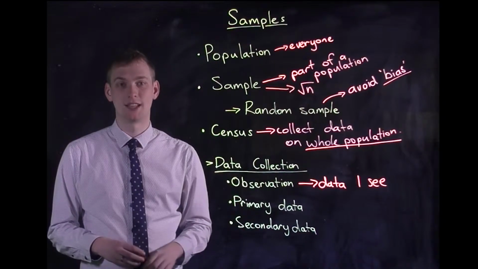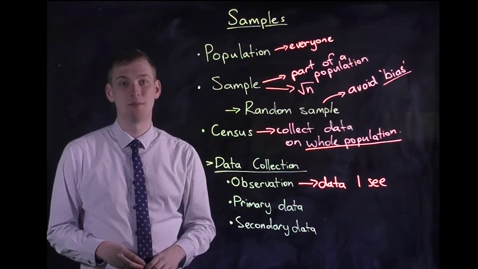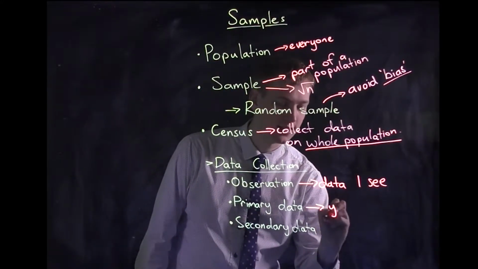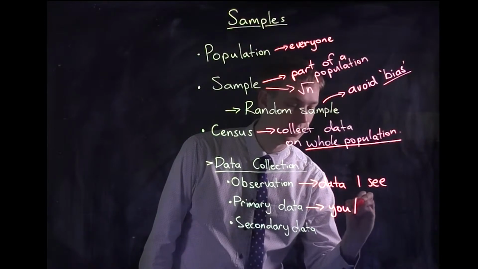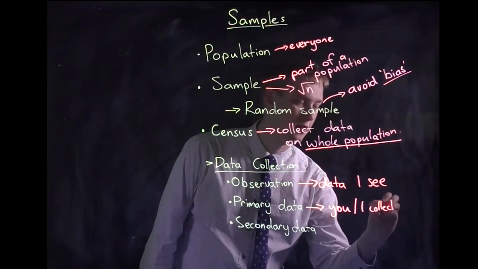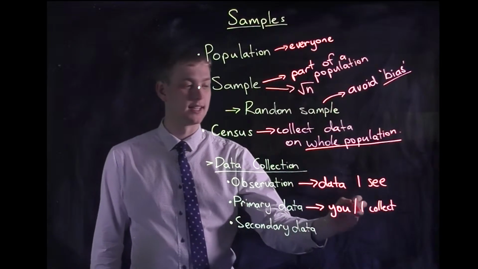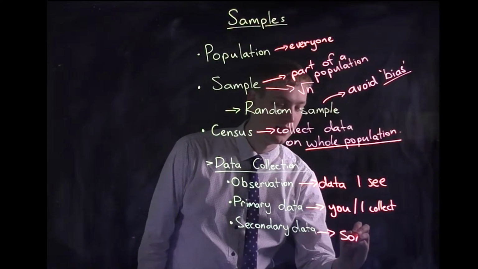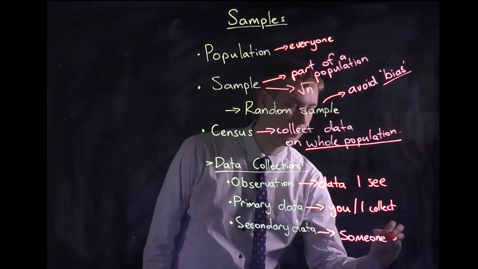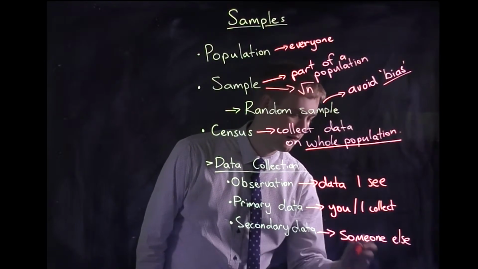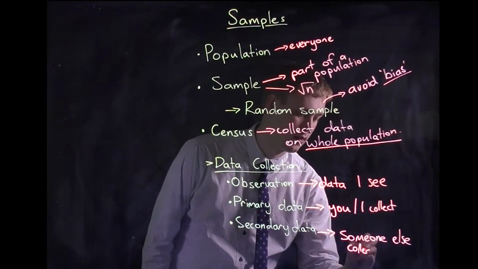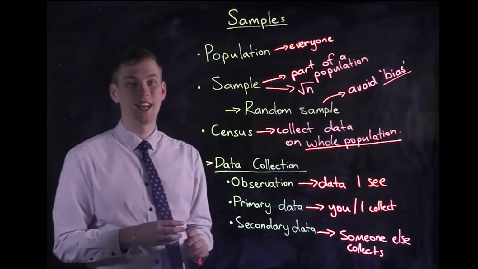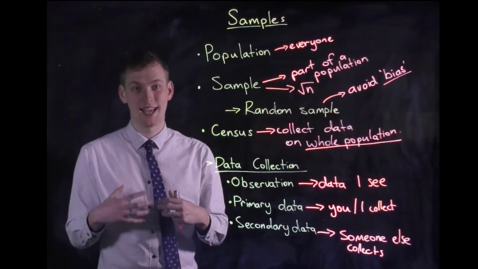Next, we have primary and secondary data. An observation usually comes under primary data because it's data that you collected. So primary data is data you collect, or I collect. If you're writing down notes, it's data that you or I collect. And secondary data is data someone else collects. So when we talk about primary data, we're talking about data that you personally have collected.